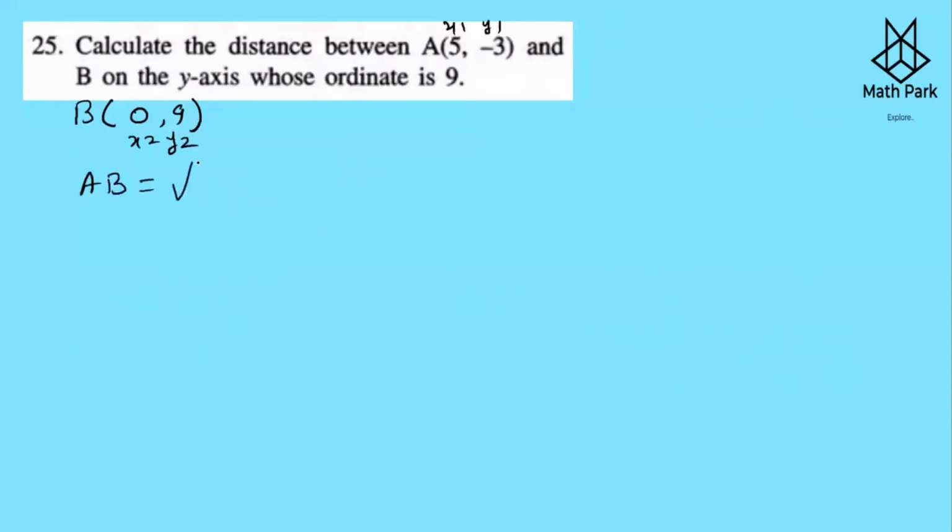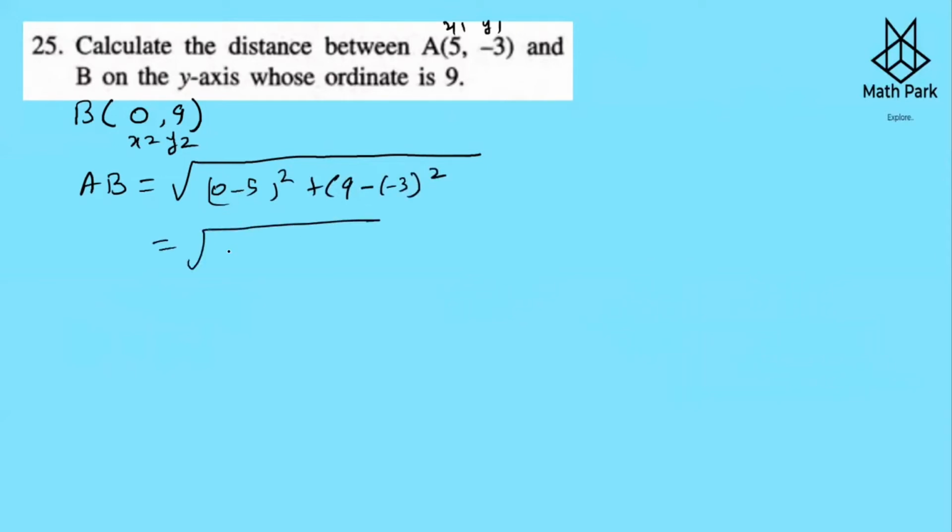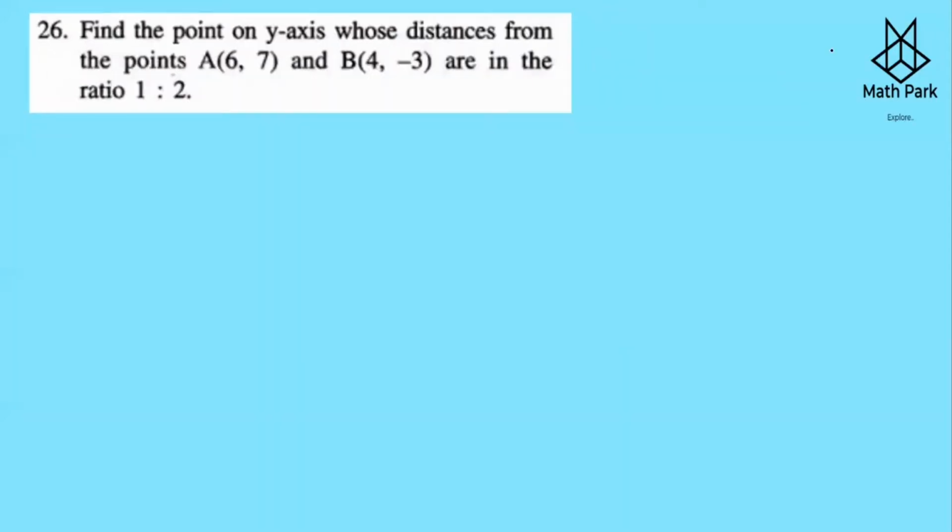So AB is equal to the square root of (x2 minus x1), that is (0 minus 5) the whole square, plus (y2 minus y1), that is 9 minus of minus 3, which is going to be 9 plus 3. So we get minus 5 square is 25, and 9 plus 3 is 12, square of which is going to be 144. So 25 plus 144, we get 169, and the square root of 169 is 13 units. Got it?